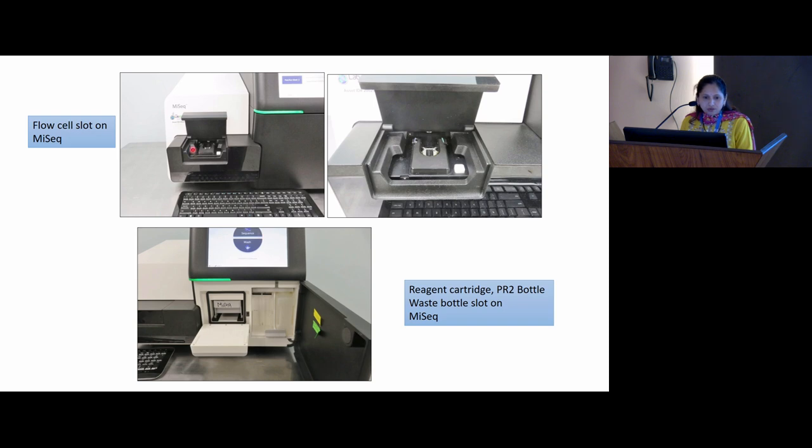So this is the flow cell slot on the MiSeq, and this is the reagent cartridge, and this is the PR2 bottle, which is the incorporation buffer that is kept inside the sequencer, and this is the waste bottle slot.